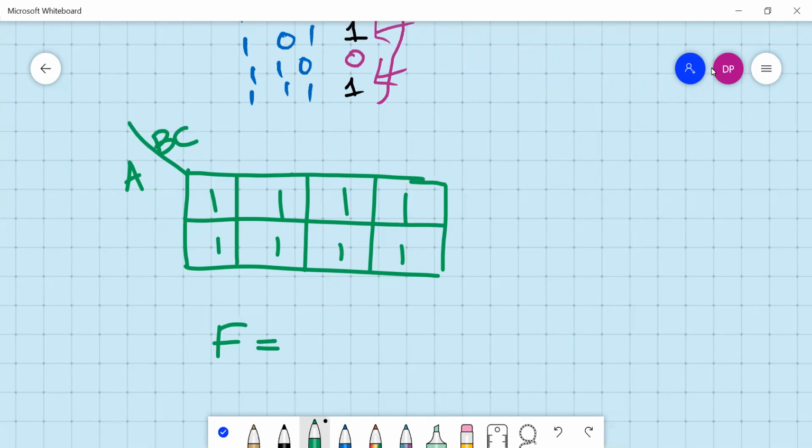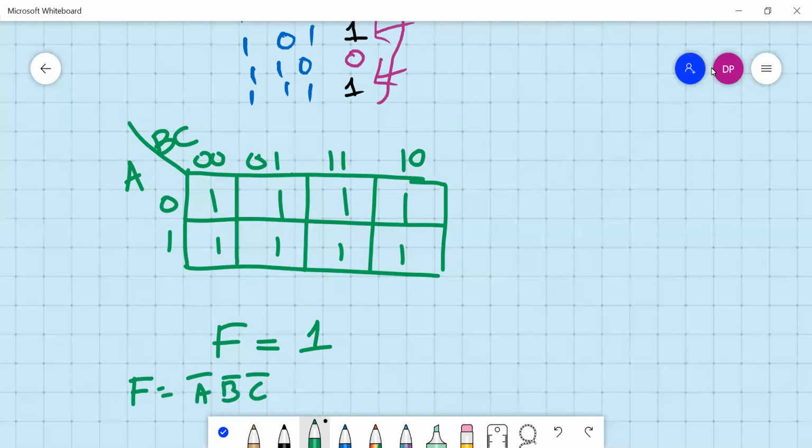You can say, if all the cells are filled with 1, this is 0 1, this is 0 0 0 1, 1 1 1 0, the function F will be equal to 1. Always remember, if all the cells are filled by 1 in a sum of product minimization, that means you have all the terms in F. So F, you have all the terms like A complement, B complement, C complement.